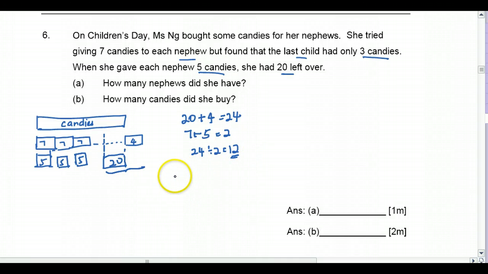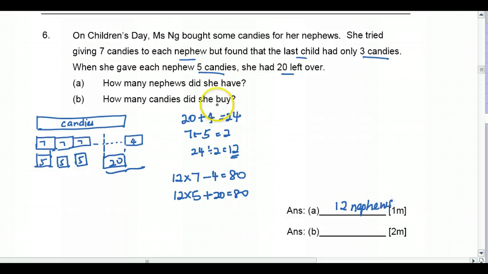How do I check? I can take 12 nephews, each nephew gets 7 candies, and I need to minus off these 4 candies, which will give me 80. If she gave 5 candies to each child, she would have an extra 20, and the answer will give me 80. So from here I know that there are 12 nephews and she bought 80 candies.